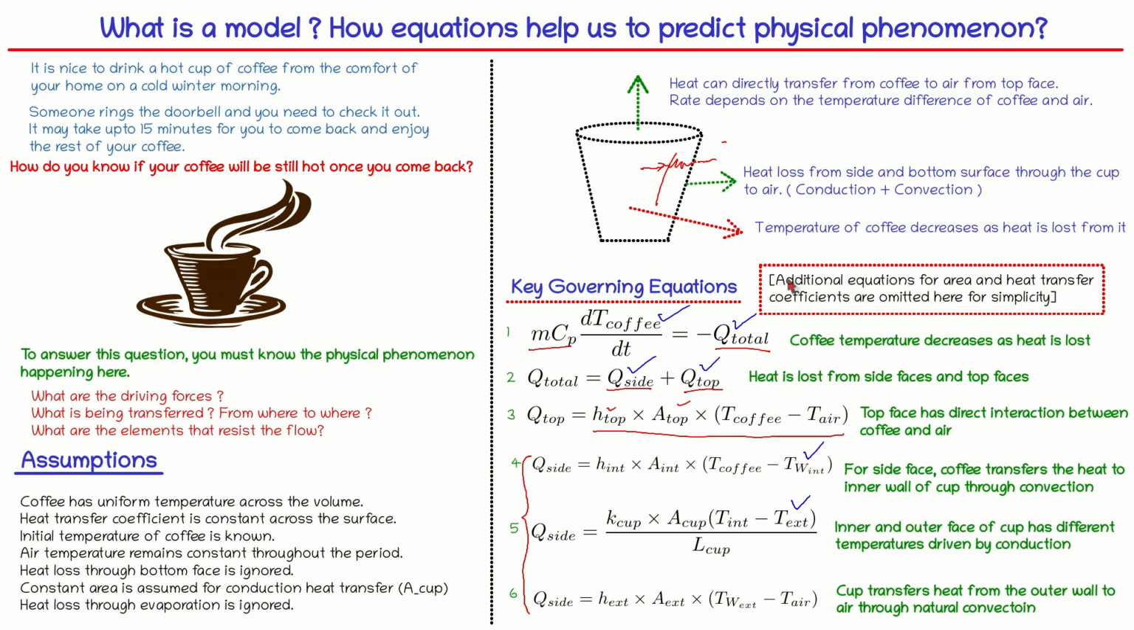Now there are additional equations required for area calculations or the heat transfer coefficients that are currently omitted, to keep the simplicity of this explanation. We can explore them further in upcoming sessions. So this would have given you a basic idea of how a simple physical phenomenon of an everyday experience can be converted into a system of equations to understand the behavior of that system. We will explore this further by taking practical examples in upcoming sessions.